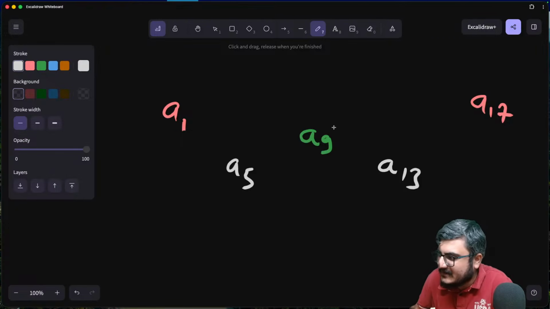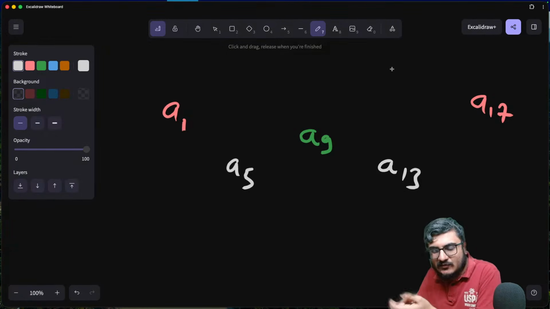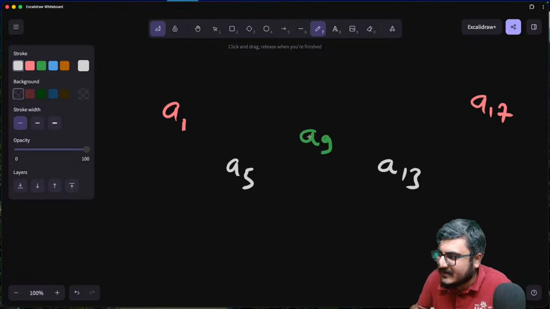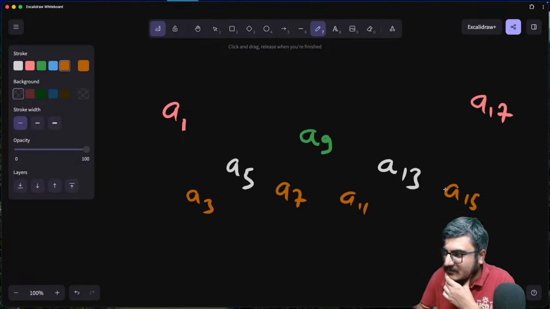a5 would be the XOR of a1 and a9. Essentially, the idea is you have some set of numbers filled. For each consecutive pair, you find the midpoint and fill it with the XOR of the numbers on these two ends. Now you have a5, a9, a13, a17 filled in. Now you look at the midpoints of a1 and a5, and so on. Here you will get a3, here a7, here a11, here a15. Now you fill these in with the corresponding XOR of the numbers on both sides.